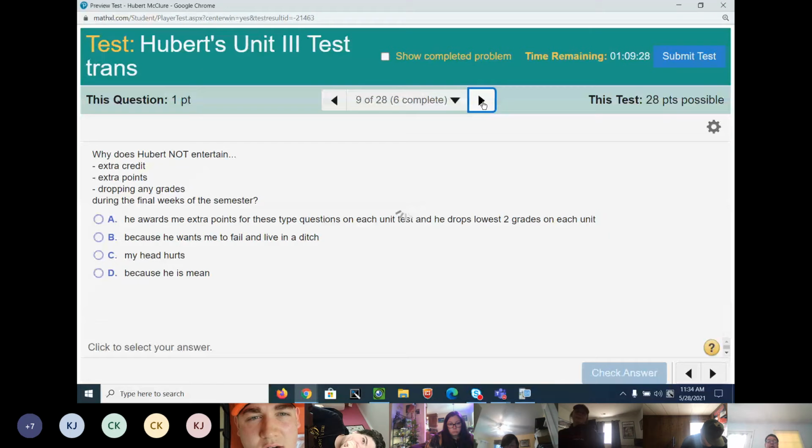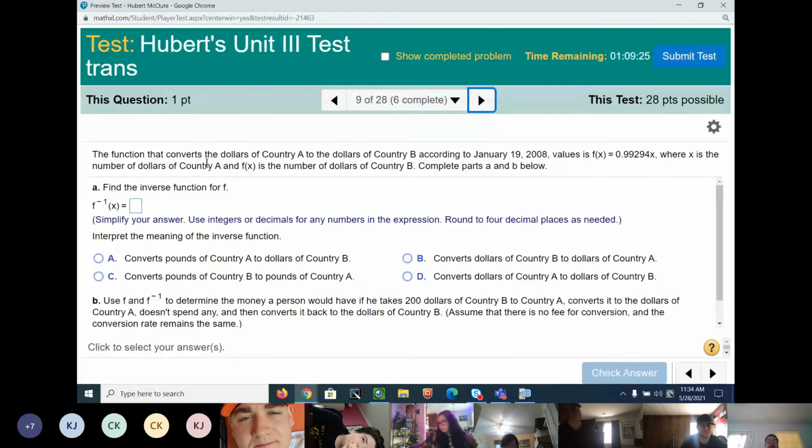Bonus. All right. The function that converts the dollars of country A to the dollars of country B according to blah, blah, blah is f of x is equal to 0.99294x, where x is the number of dollars in country A, and f of x, or y, is the number of dollars in country B.